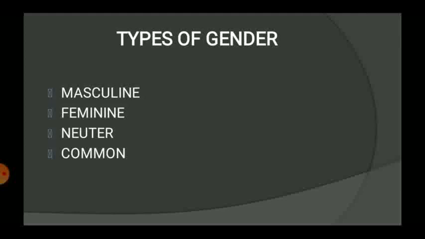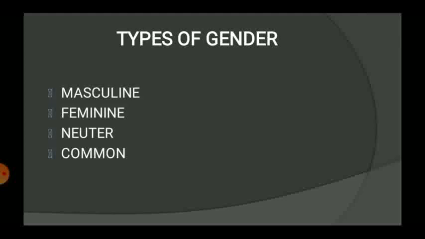is that category of noun that represents male. Feminine is that category of noun that represents female. Neuter is used for all the non-living things. And common gender is used for those nouns that belong to either the female or male category.